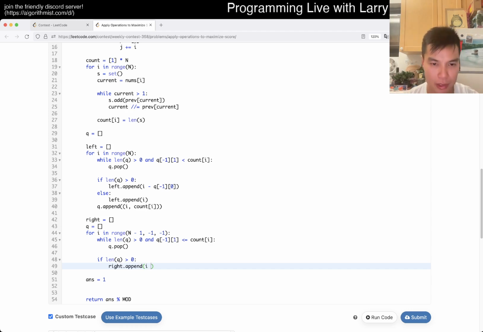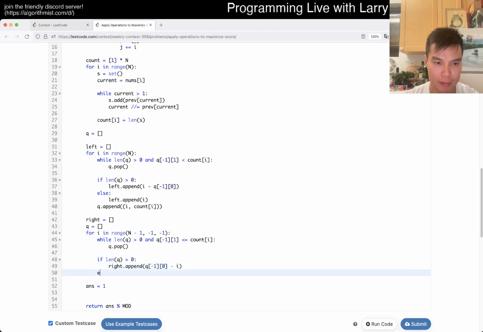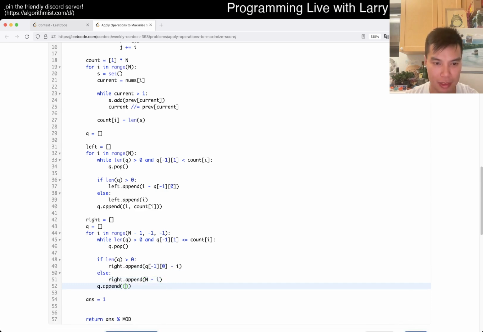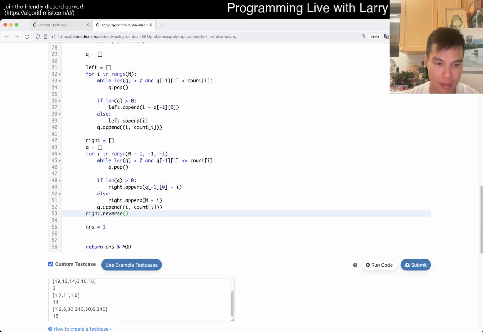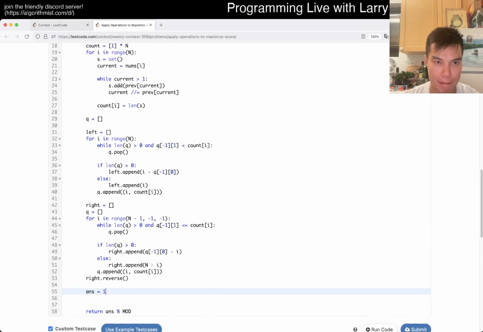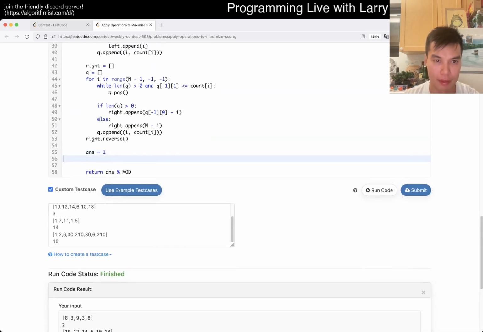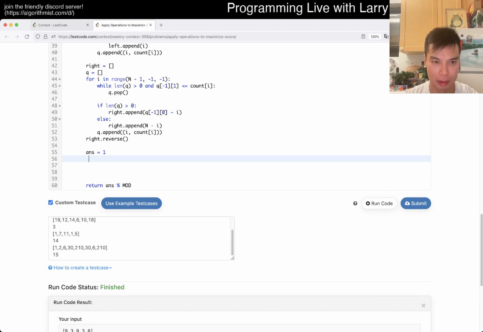Is it I minus the front, right? So it's actually q -1 2 minus I. Is n minus I actually? Hopefully. Okay. Okay, and then now we have a heap.